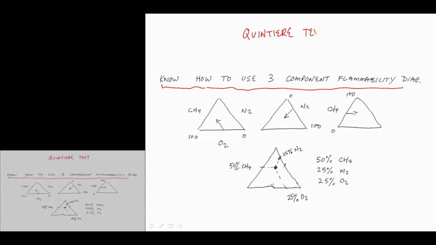So here I'm showing an intermediate location, 50% methane, 25% N2, 25% O2. Remember, O2 reads in this direction because this is the zero value of O2. This is the zero axis. It reads parallel to that. Here's 0 for N2. It has to read parallel to that. This is 0 for methane. It has to read parallel to that. So it pushes us to a location like that.